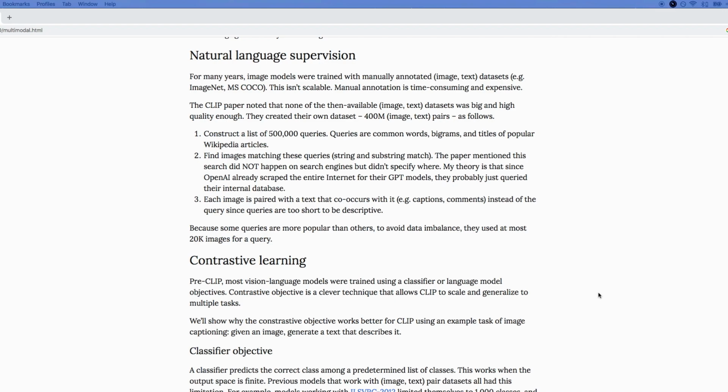Natural language supervision. For many years, image models were trained with manually annotated image-text datasets, e.g., ImageNet, MS COCO. This isn't scalable. Manual annotation is time-consuming and expensive. The CLIP paper noted that none of the then available image-text datasets was big and high quality enough. They created their own dataset, 400M image-text pairs, as follows. Construct a list of 500.